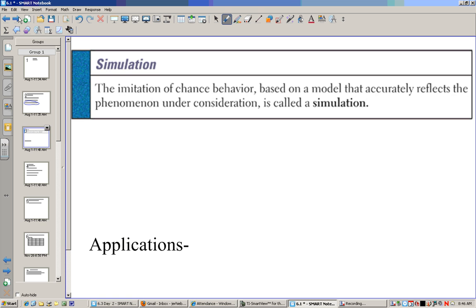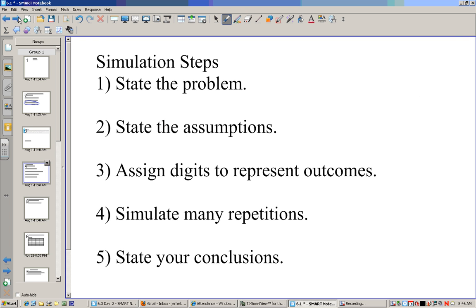Simulation, the imitation of chance behavior based on a model that accurately reflects the phenomena under consideration, is called a simulation. Now, there's a lot of simulations. You hear simulations used with military. There's a lot of computer simulations. There's simulating cars hitting other objects for car safety. There's a lot of simulations that are used in the real world.